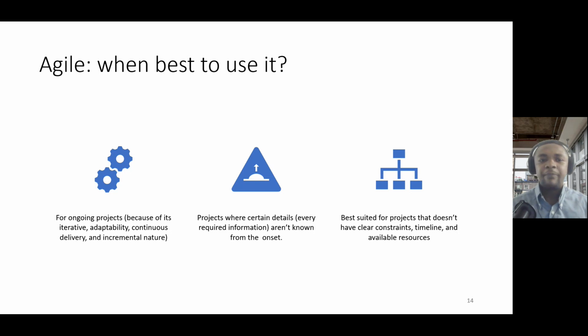That's the question. For ongoing projects, Agile is the best. What that means is for projects whose duration is long-term, Agile is the best bet. Projects where certain details aren't known from the onset, we are not sure about what a project entails in total, Agile is the best. And it's best for a project that doesn't have clear constraints. By constraints, things that might be holding us back, timeline, available resources. Agile is the best bet.